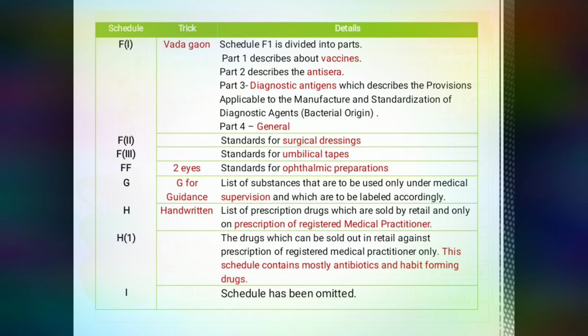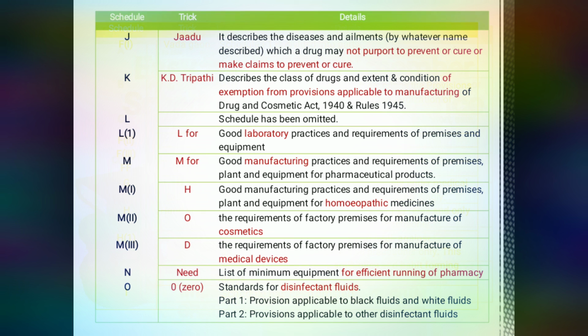Schedule I was about calculation of proportions of poison. However, it has been omitted. Then the next schedule is Schedule J, J for Jadoo, right? That is those diseases and ailments which cannot be claimed to be cured. Even if the medicines are taken, assurance cannot be given that this respective disease can be cured or prevented. If there is any sort of jadoo, then it may get cured or it may even not.